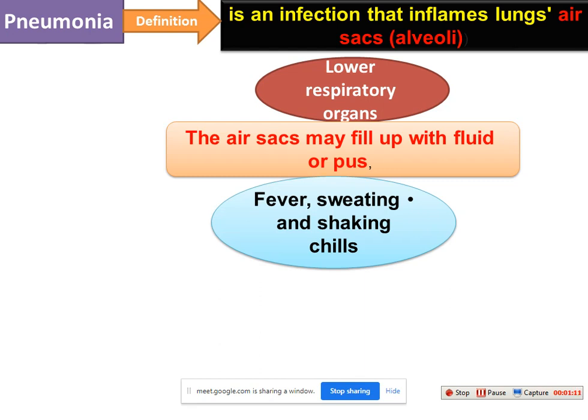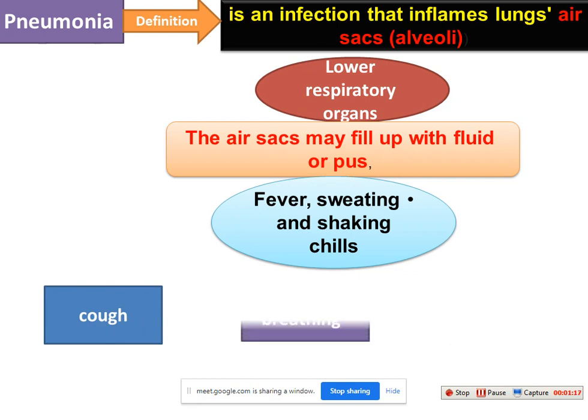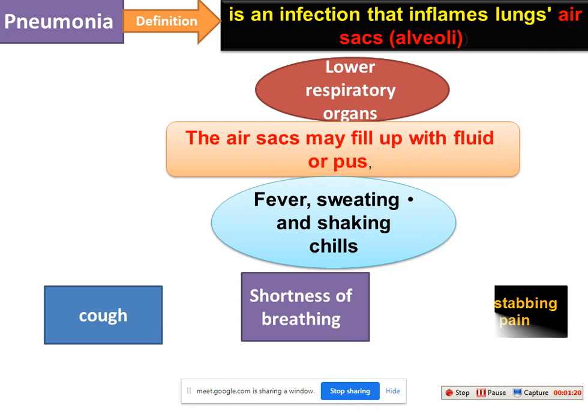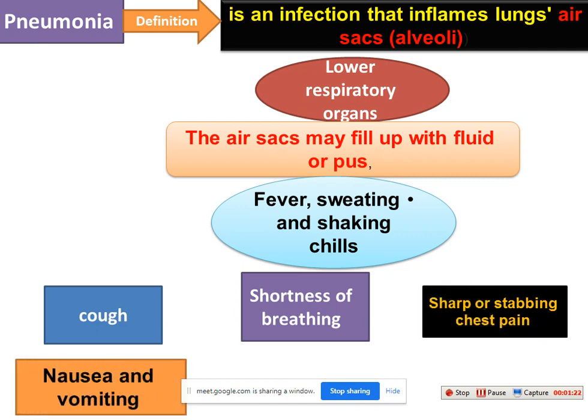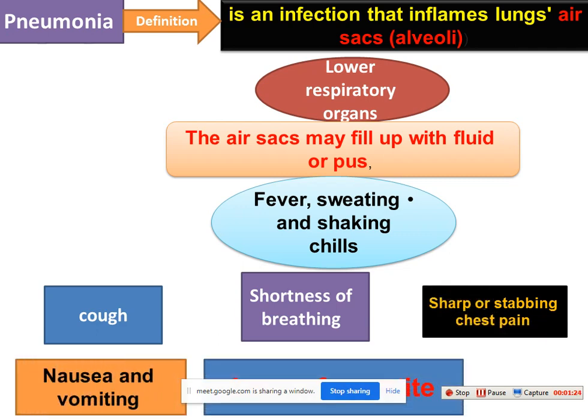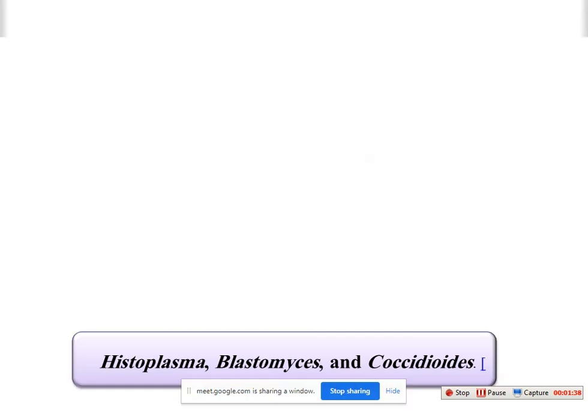And also we list some clinical signs and symptoms like fever, sweating, shaking, chills, cough, shortness of breath, stabbing chest pain, and nausea and vomiting, as well as loss of appetite, and finally confusion. And this is very important, the clinical signs, especially the last ones, which include the coughing and confusion as well as shortness of breath.